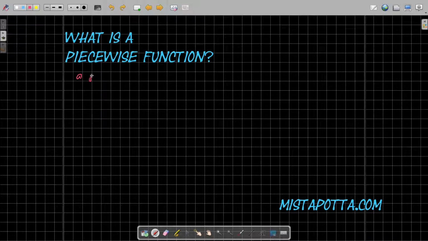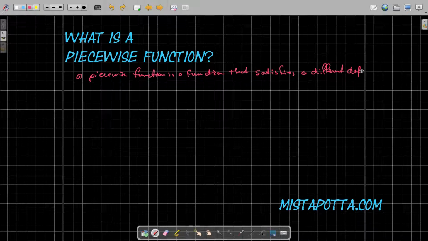So a piecewise function is a function that satisfies a different definition depending on the domain indicated.